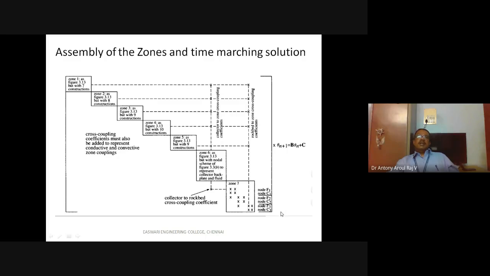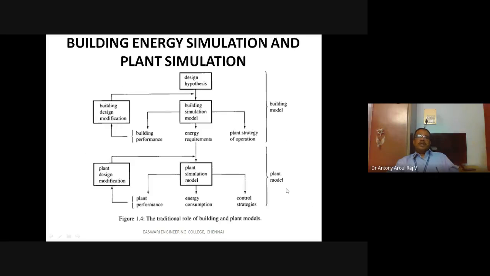Theta n plus 1, that is the temperature distribution in the next time step, is the answer. I told you that this is a time marching problem. So you balance everything, put it on the other side, and you get the temperature distribution. So you can have the temperature distribution in the building model.